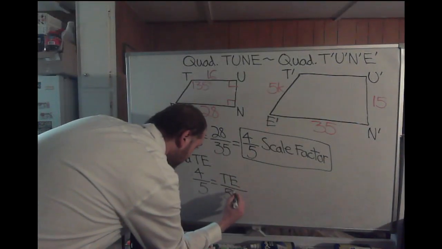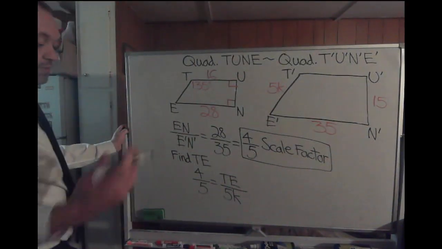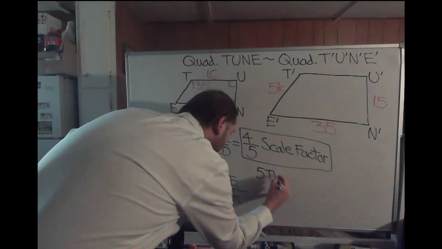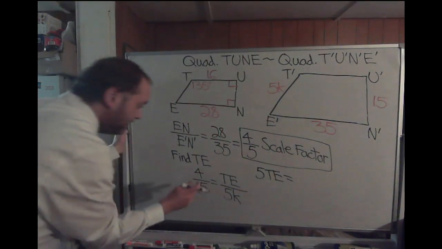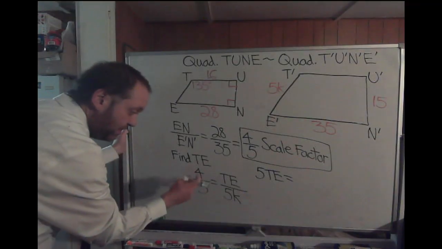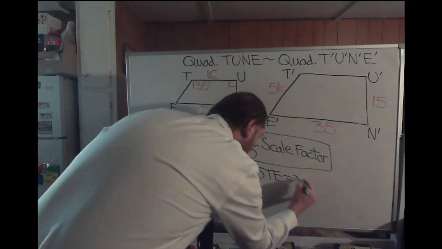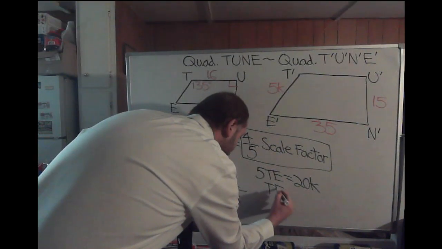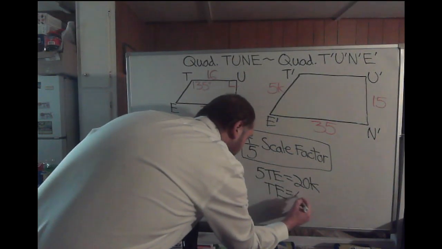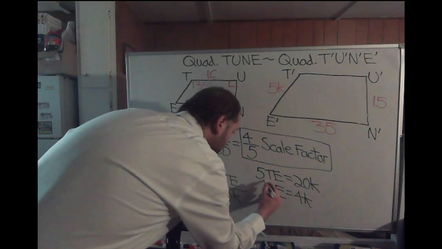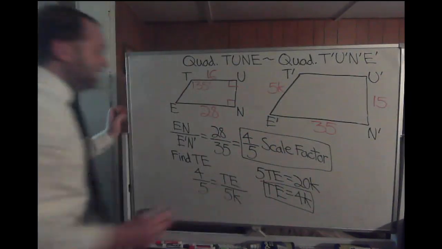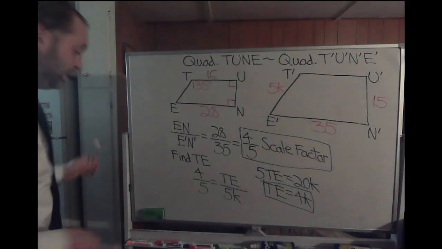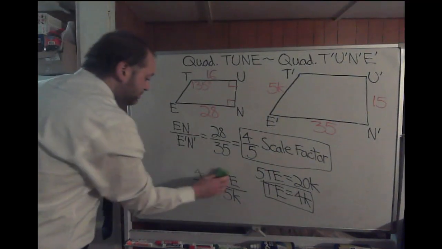So if we do the proportions, you would get that 5 TE is equal to 4 times 5K, which would be 20K. Which would have to mean then that TE would have a length of 4K. So the length of side TE would equal 4K. And then I have a very useful problem here.